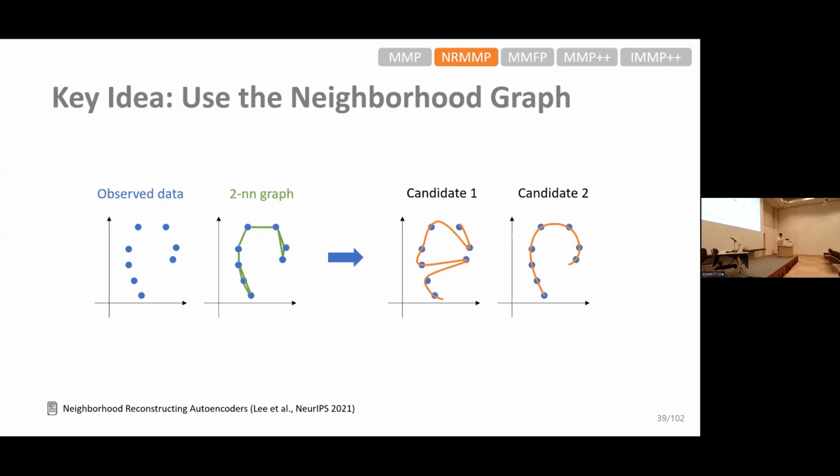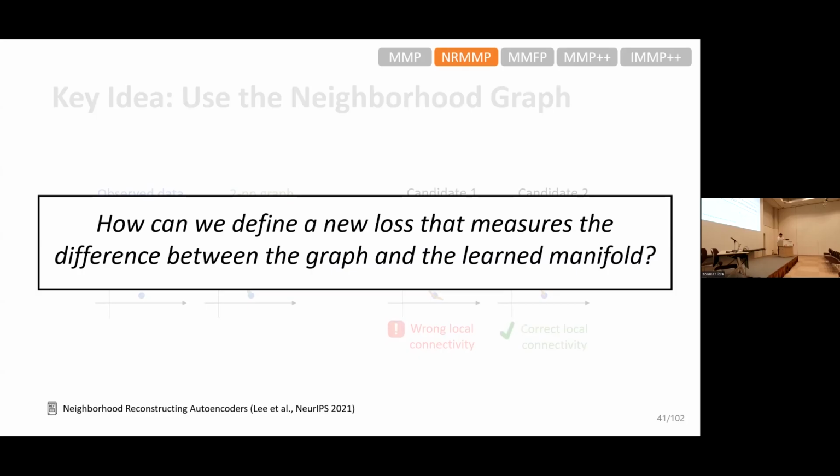Our key idea is to use a neighborhood graph, and consider a two nearest neighbor graph for this example, shown on the left. Although the candidate 1 and candidate 2 manifolds have indistinguishable reconstruction errors, if we compare them with the graph, we can conclude that the first candidate is an incorrect one with wrong connectivity, whereas the second candidate is the correct answer. So we want to use this graph behind this intuition. So now the research question that we would like to pose is, how can we define a new loss that measures the difference between the learned manifold and the graph?